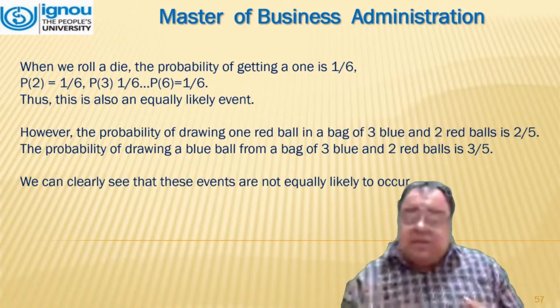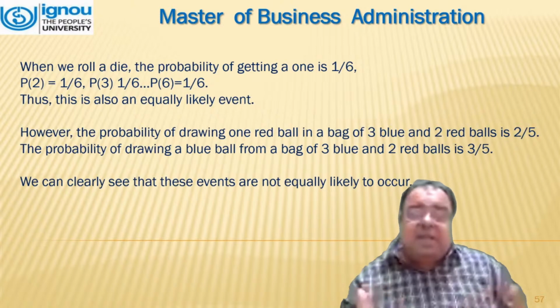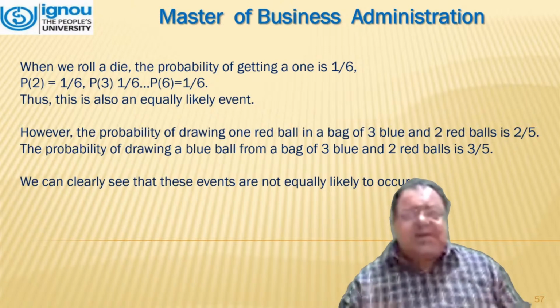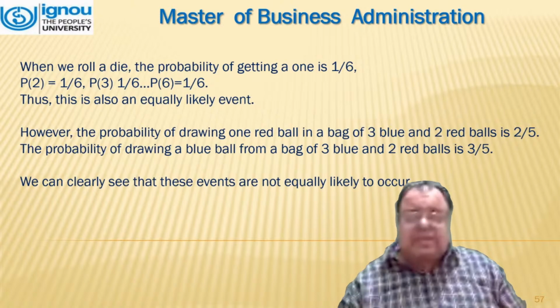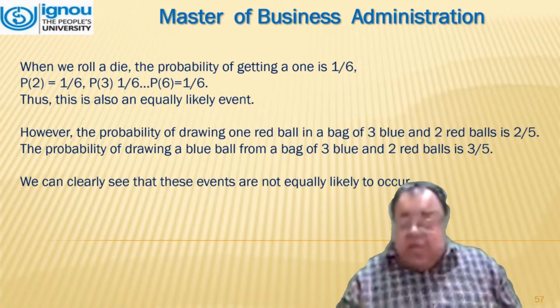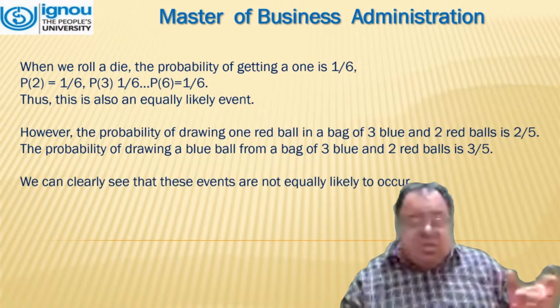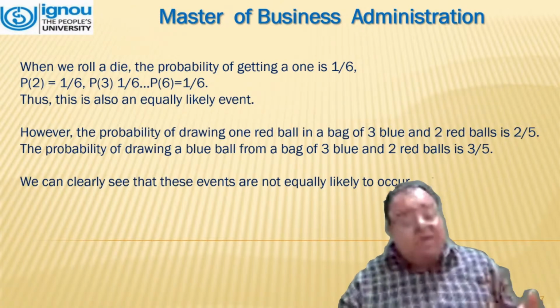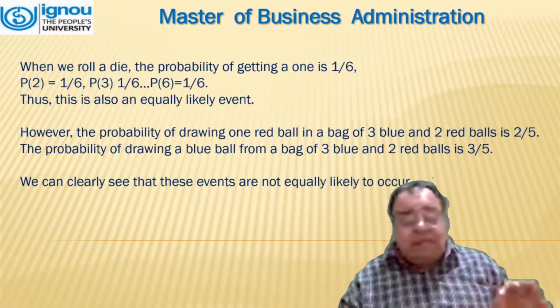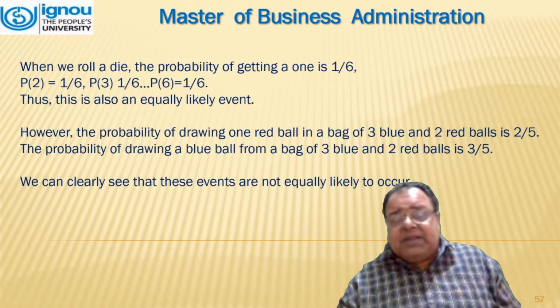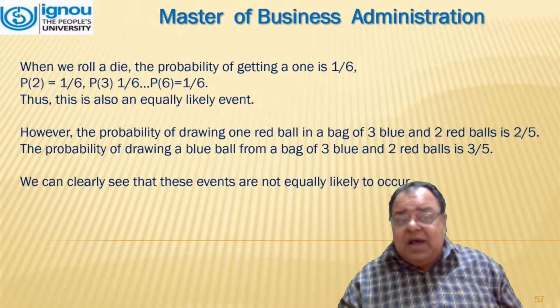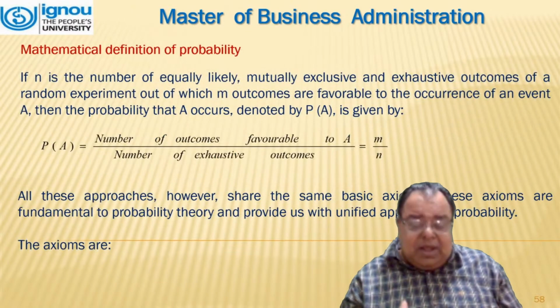When we roll a dice, the probability of getting 1 is 1 by 6, of getting 2 is again 1 by 6, till 6, we have 1 by 6. That means this is an example of an equally likely event. However, the probability of drawing a red ball from a bag of 3 blue and 2 red balls is 2 by 5, and the probability of drawing a blue ball from the same bag is 3 by 5. We can clearly see that these events are not equally likely to occur.